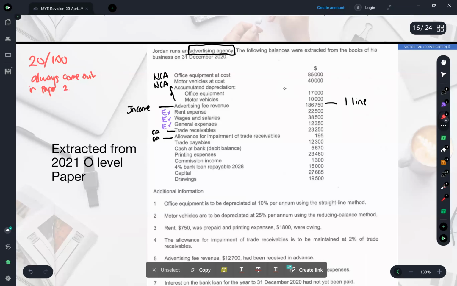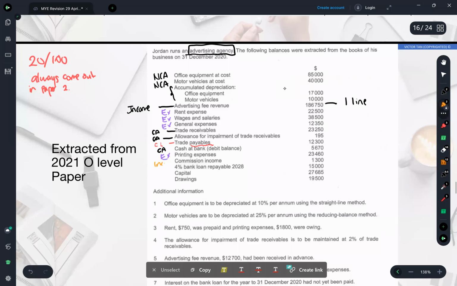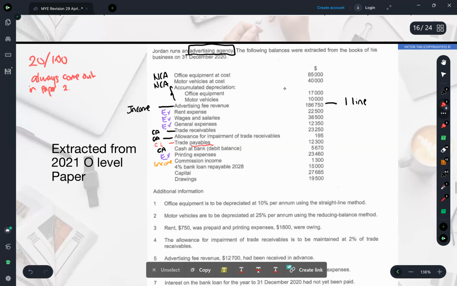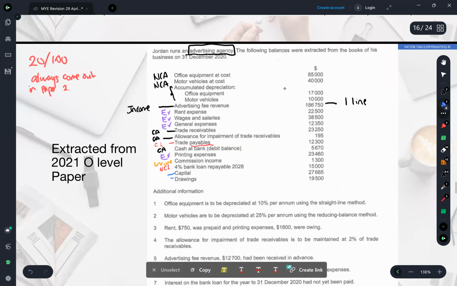Trade payable. So trade payable is you owe people money and you need to pay them. So you see, this is payable, correct or not? So it's a liability. Then cash at bank is an asset. Second one, printing expense is an expense. Income is income. Then the bank loan is a non-current liability. And the last one is capital and drawings. Capital and drawings are quite straightforward. They are both under equity.